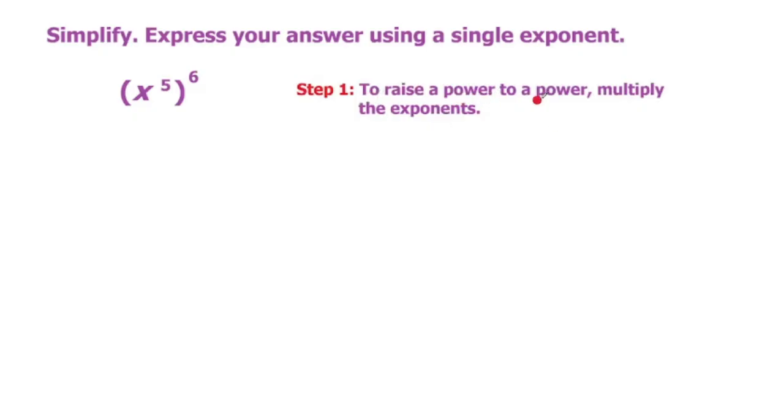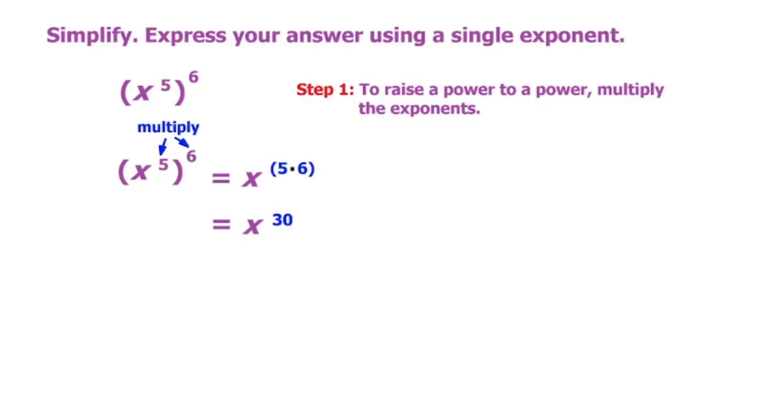To raise a power to a power, you multiply the exponents. So we have our expression here, and what you would do is just multiply these two numbers together, and you would get x to the 5 times 6. So the answer would be simplified as x to the 30.